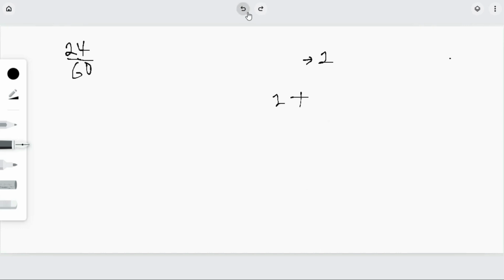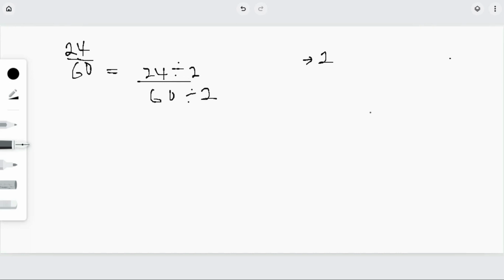So now we see that 2 can go into 24 and 2 can go into 60 without remainder. How do we know that? The last digit of 24 is 4 and the last digit of 60 is 0. Now let's divide this by 2. I'm not saying there's no other number that can go into 24 and 60, but this is the first one I found, so it's the one I want to use. So 24 over 60, you now say divided by 2, and this one also divided by 2.